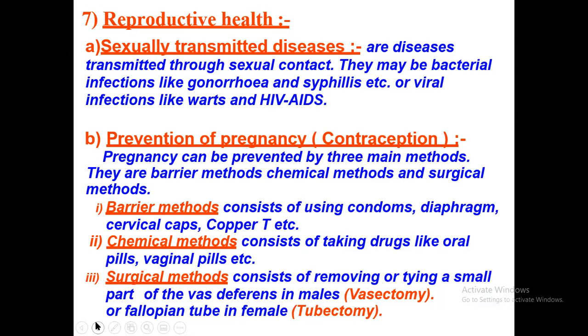Prevention of pregnancy, that is contraception. Pregnancy can be prevented by three main methods. They are barrier methods, chemical method, and surgical method. Barrier method consists of using condoms, diaphragm, cervical caps, and copper T. Chemical method consists of taking drugs like oral pills and vaginal pills. Surgical method consists of removing or tying a small part of the vas deferens in the male, that is known as vasectomy, and the fallopian tube in the female, that is known as tubectomy.